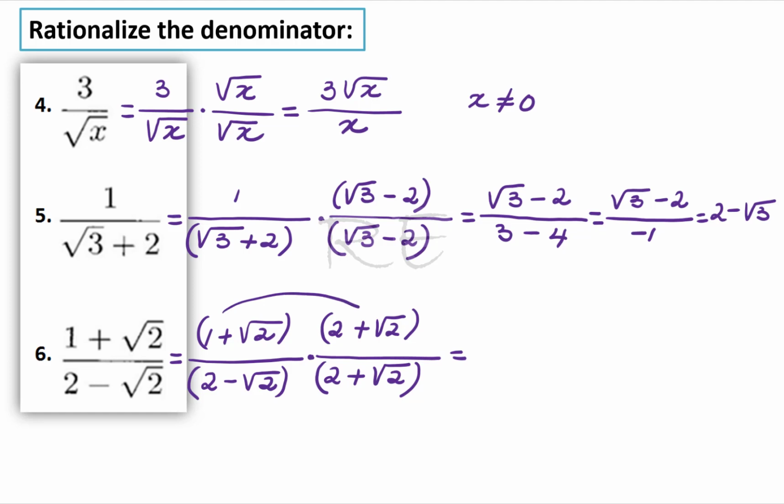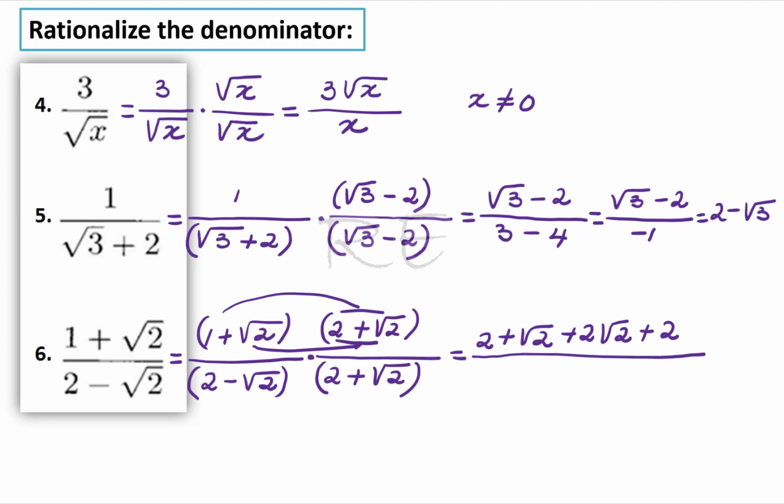The numerator becomes 2 plus square root of 2. When we distribute square root of 2 over 2 plus square root of 2, we get 2 plus 2 square root of 2 plus square root of 4, which is 2.